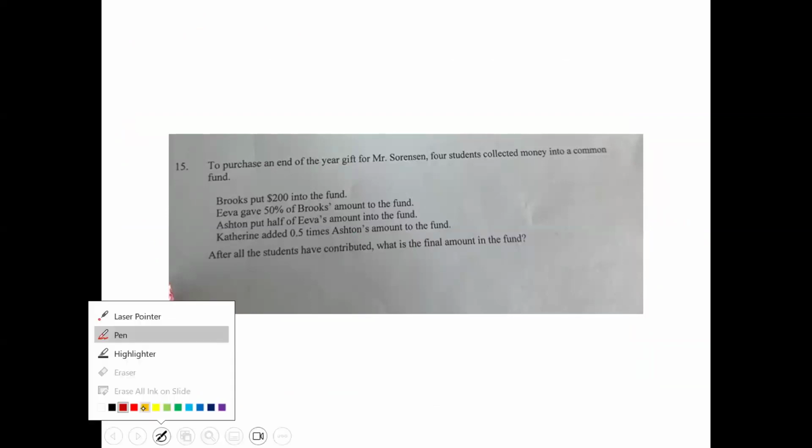All right, number 15. Go ahead and read it, please. To purchase an energy ticket, four students collected money into a common fund. Brooke put $200 into the fund. Eva put 50% of this amount into the fund. Ashton put half of Eva's amount, and Catherine put 0.5 of Ashton's amount into the fund. Here all the students have contributed. What's the final amount of the fund?